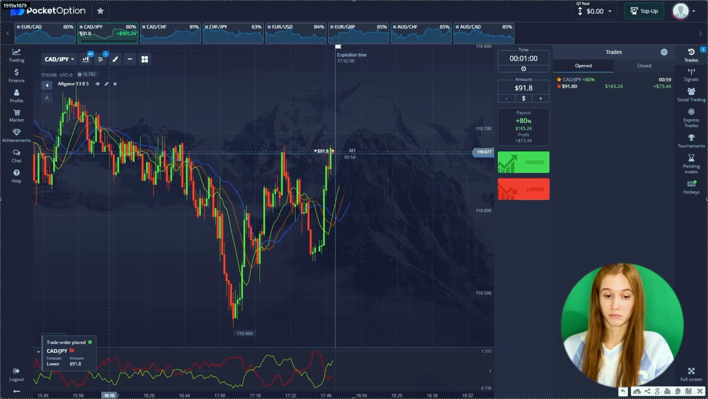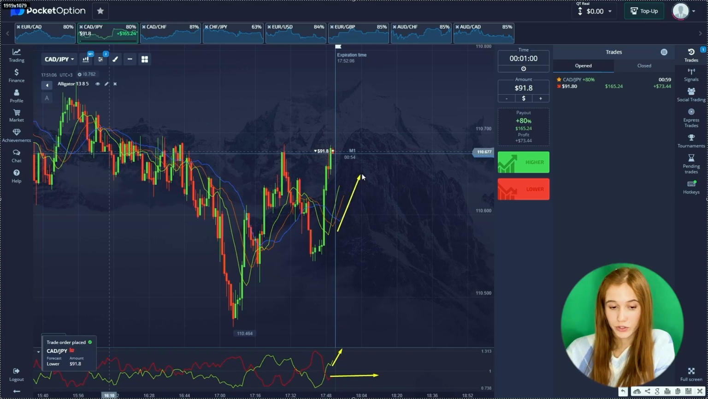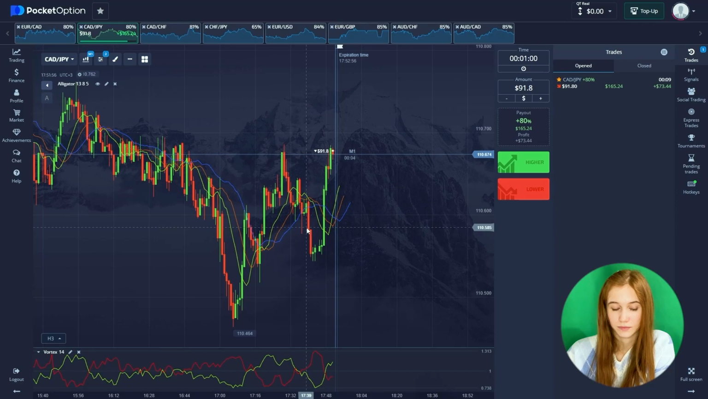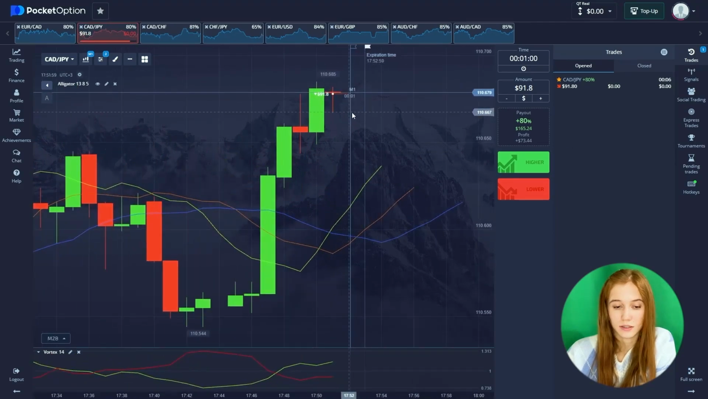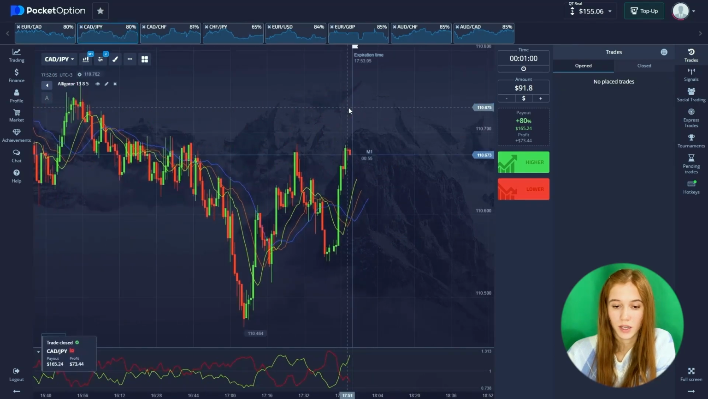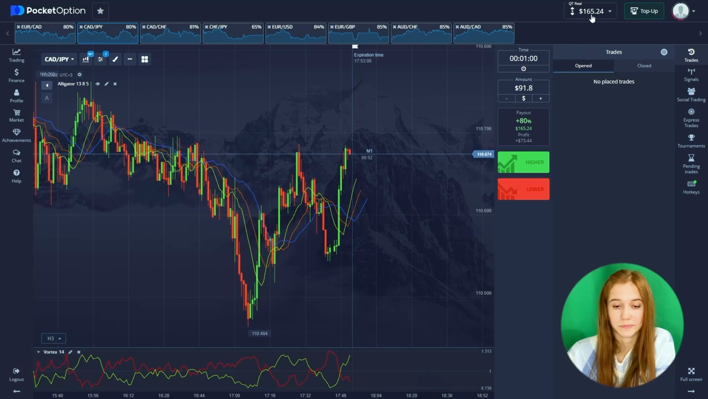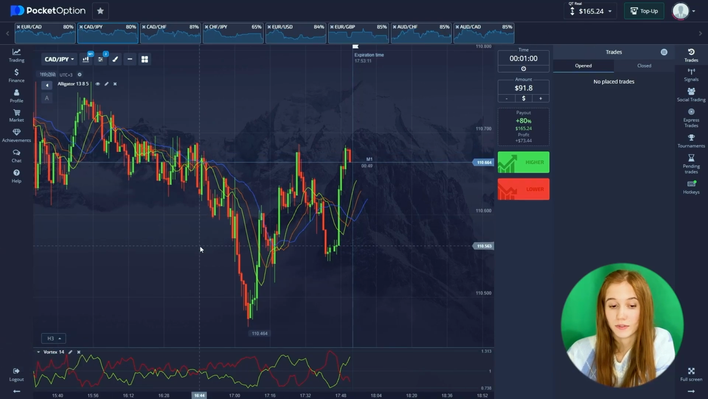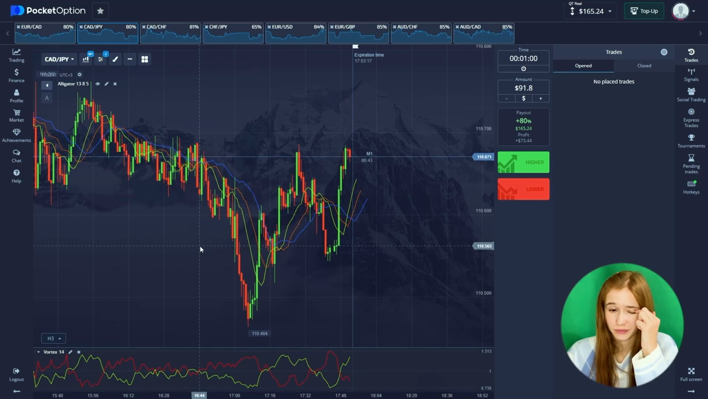By Alligator and by Vortex we see an upward trend, so here you clearly see. Let's see. So 6 seconds left before the deal ends. Yeah, great. The deal closes at plus $165 on our balance. Yeah, quite easy.